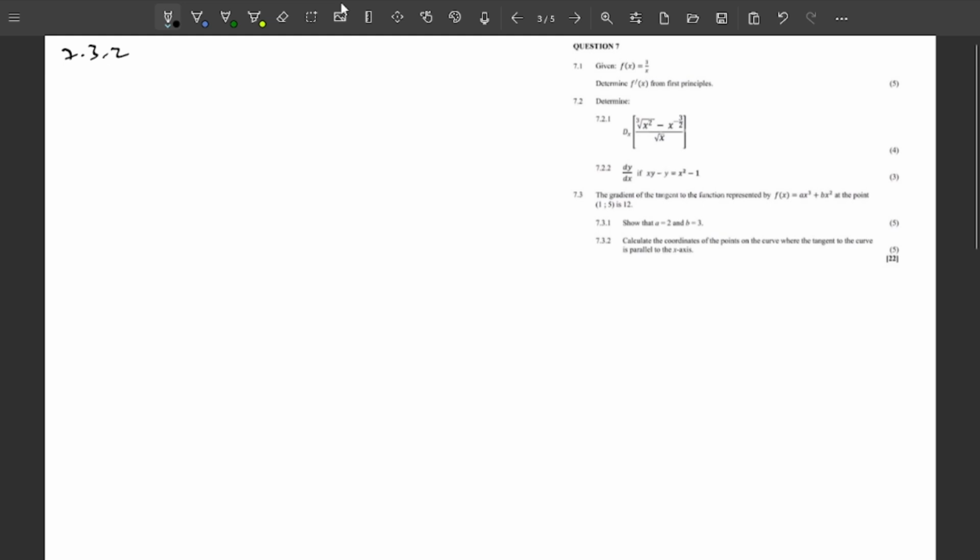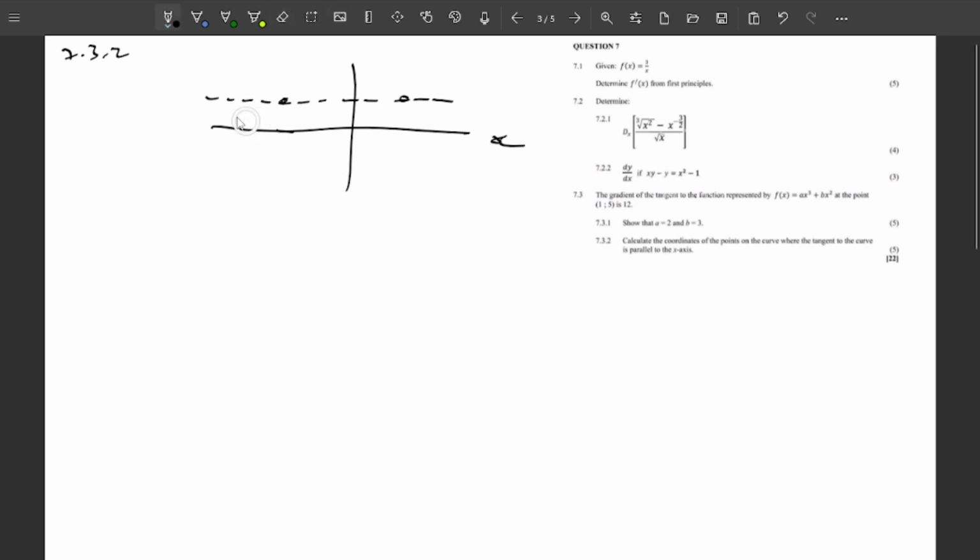Question 7.3.2 states: calculate the coordinates of the points on the curve where the tangent to the curve is parallel to the x-axis. They want the coordinates of the points on the curve at which the tangent is parallel to the x-axis. That's all they want. They just want the turning points.